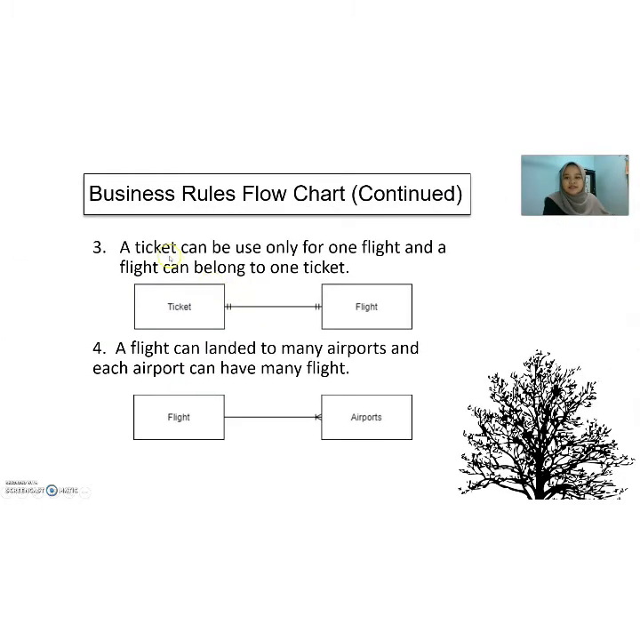Third, a ticket can be used only for one flight and a flight can belong to one ticket. Their relationship is 1-to-1, one ticket to one flight. Fourth, a flight can land at many airports and each airport can have many flights. Their relationship is 1-to-many, one flight, many airports.